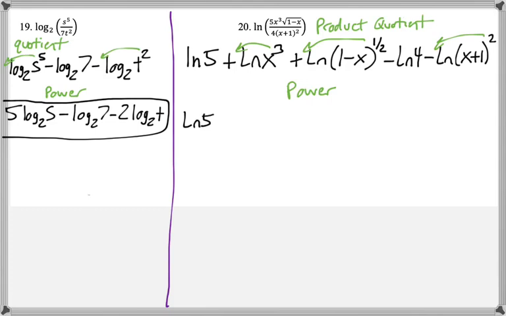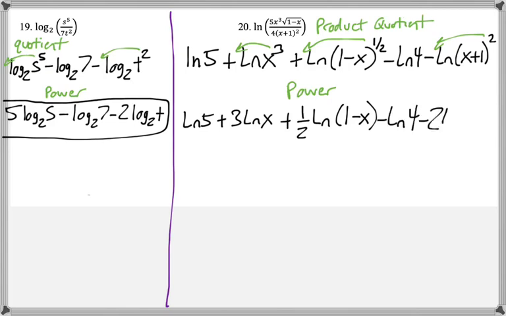So ln of 5 plus 3 ln of x plus 1/2 ln of 1 minus x minus ln of 4 minus 2 ln of x plus 1.